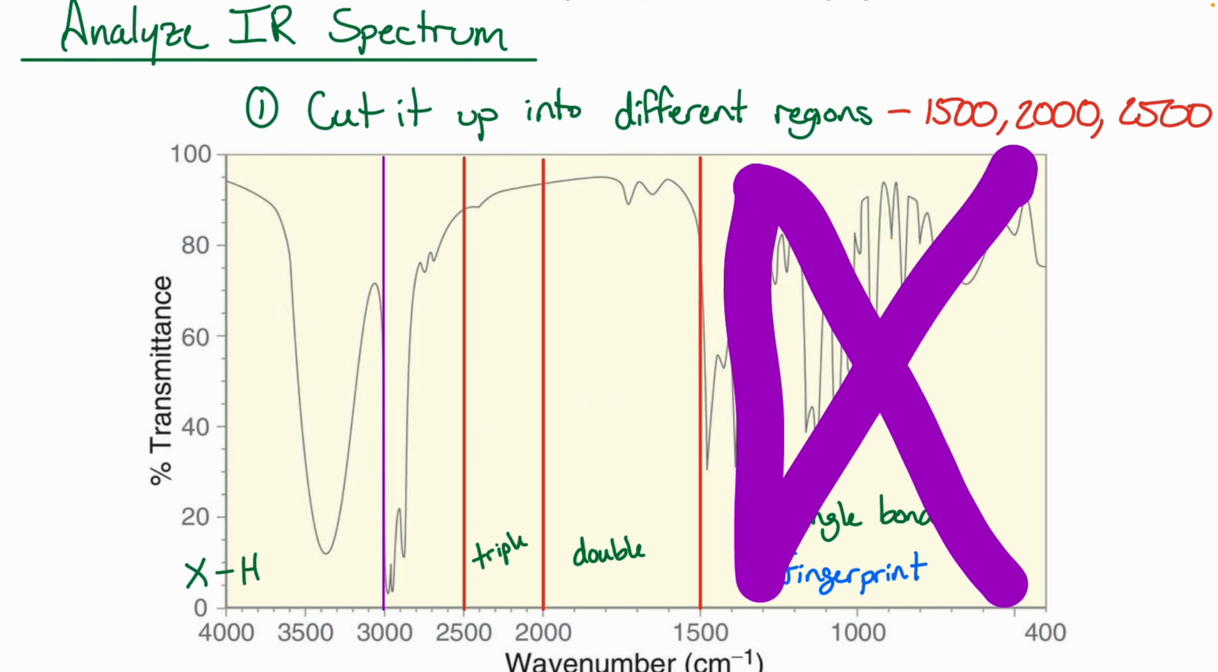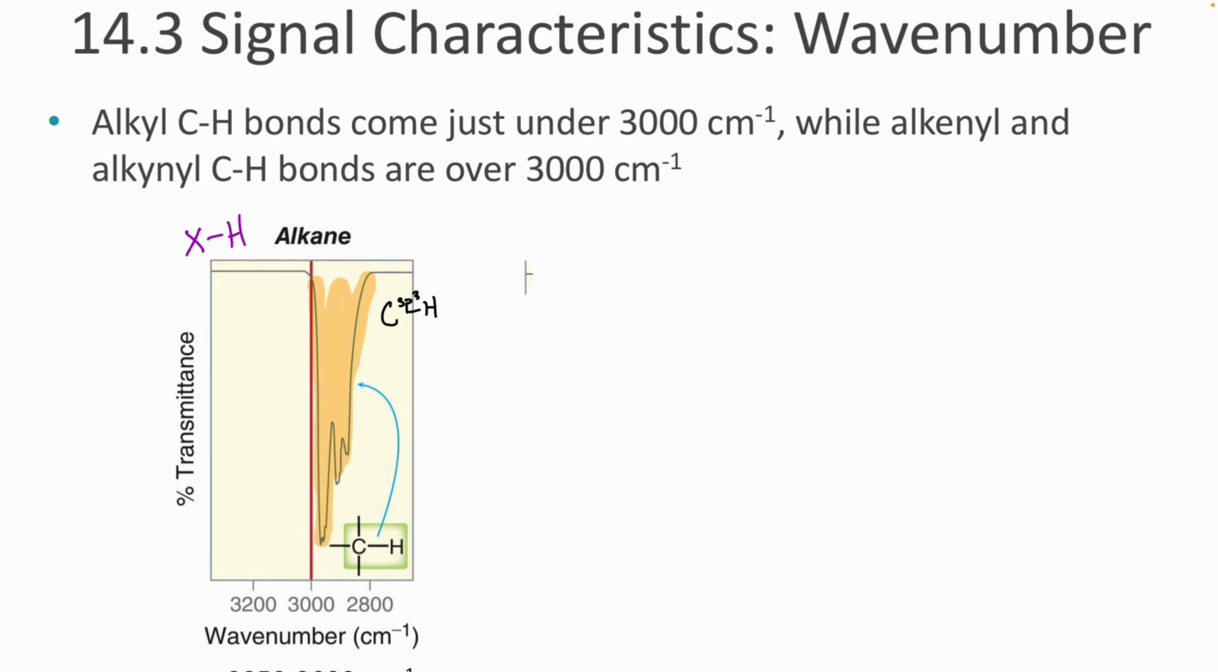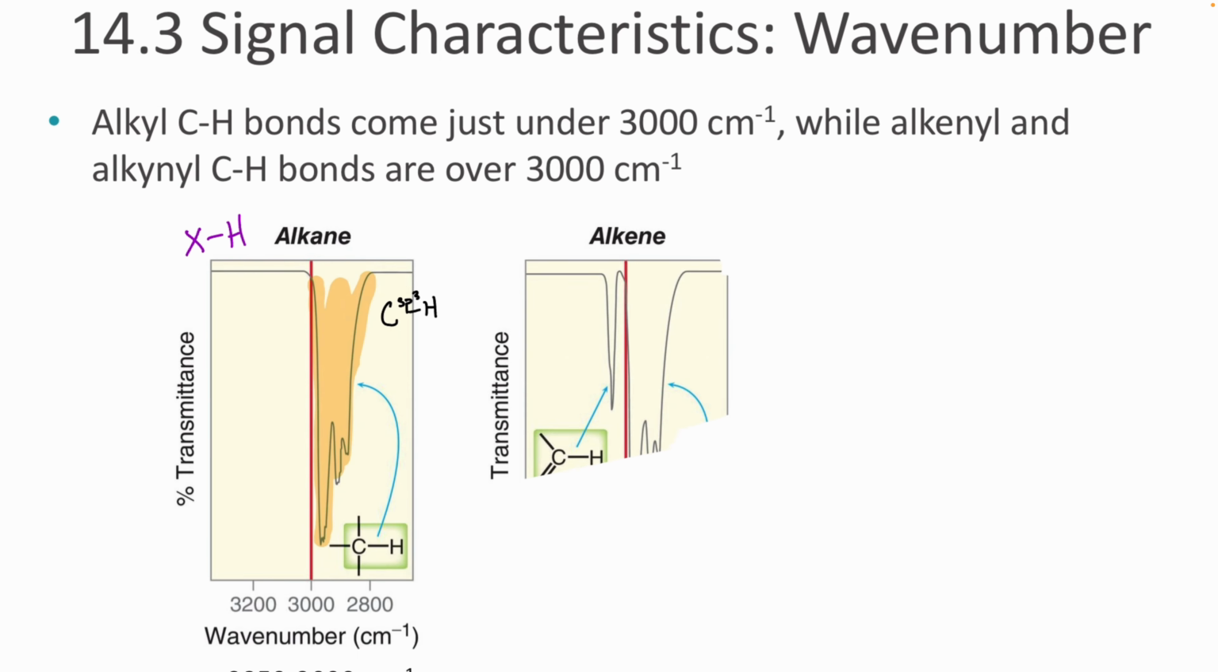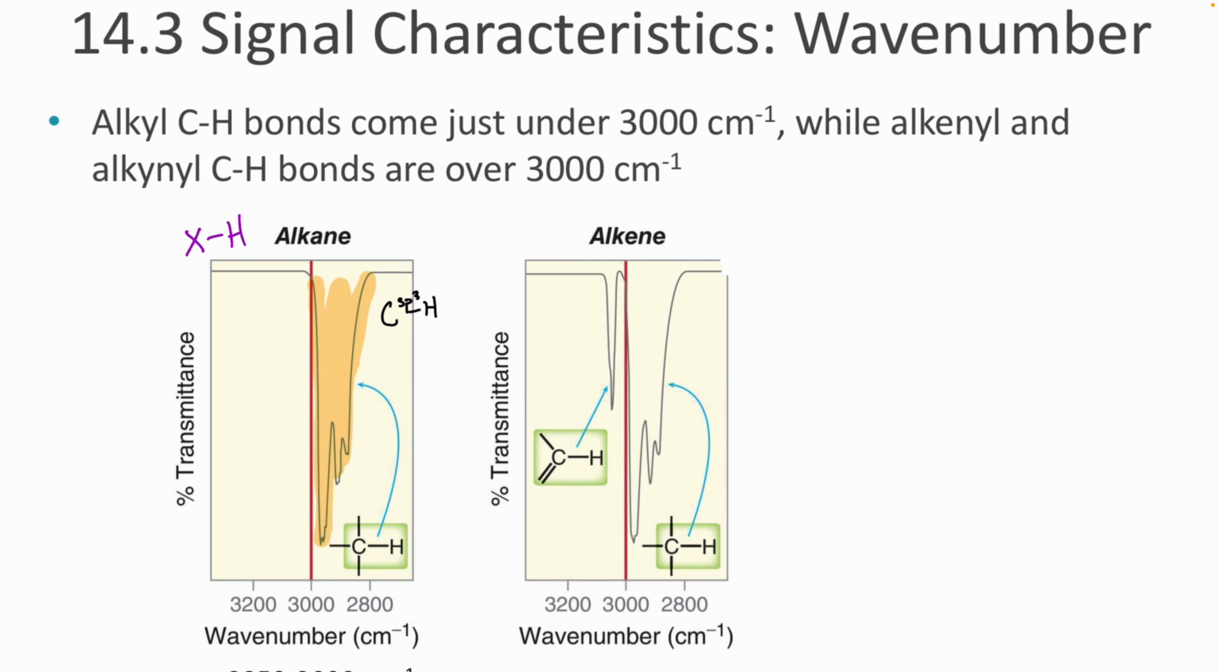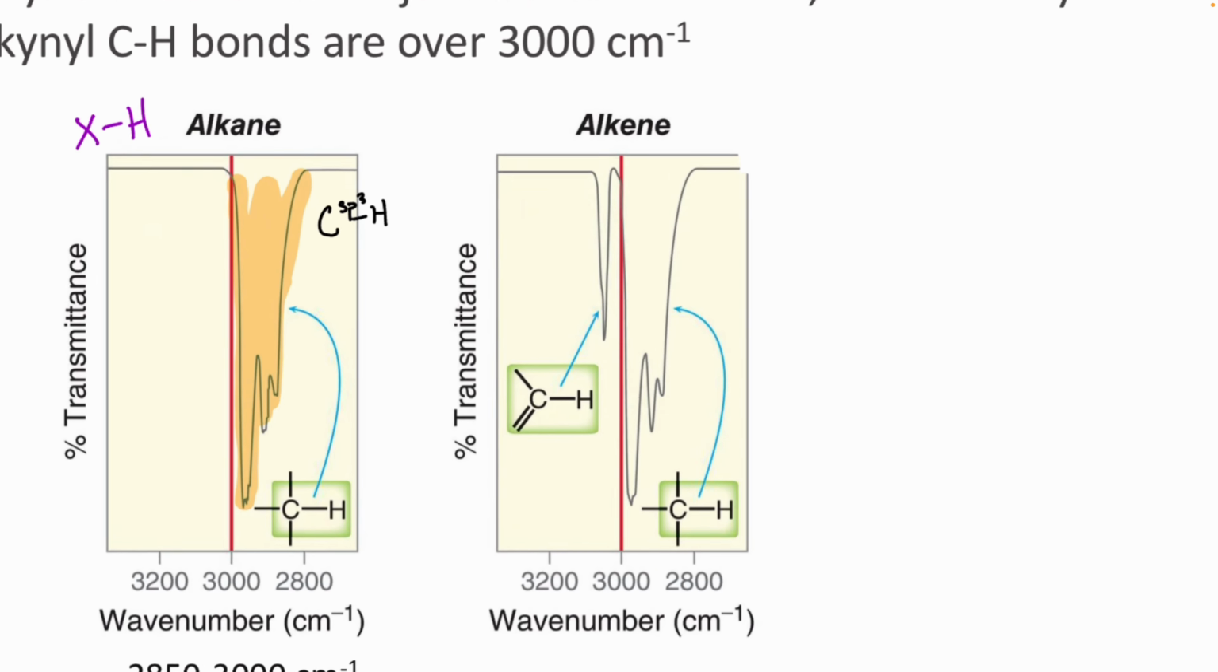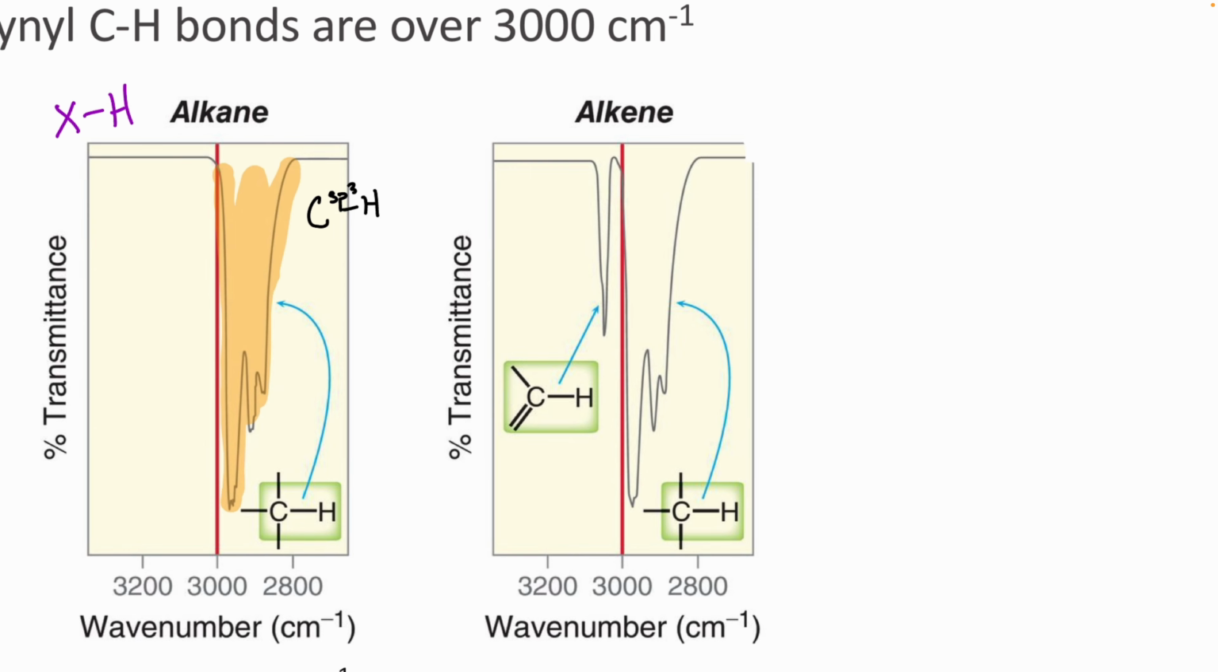All right, that's because all of our sp3 hybridized carbons and hydrogens are always just south of 3,000. If we have an alkene or an alkyne, we'll see a peak slightly above that extra line we just laid down at 3,000. So a carbon-carbon double bond, an sp2 hybridized carbon and its hydrogen. This one's sp2 hybridized. Now we have this extra peak sitting just above that 3,000 marker.